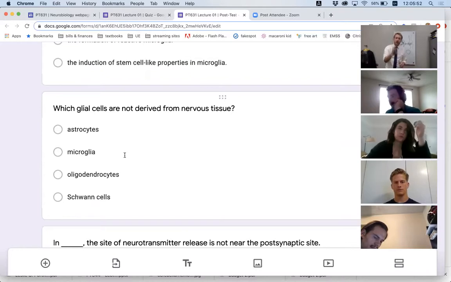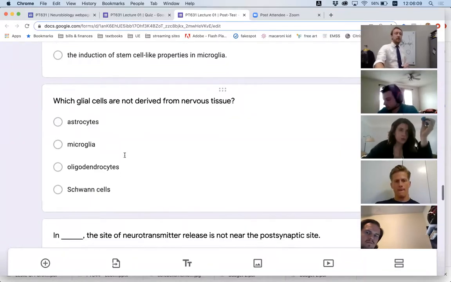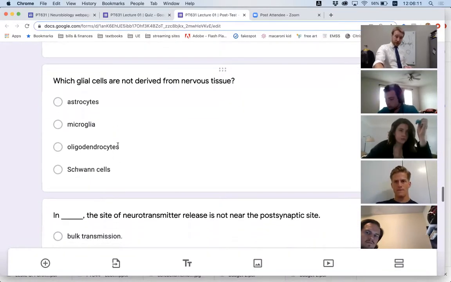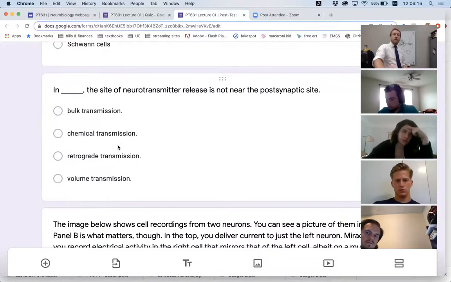You might be tempted to pick Schwann cells because they're in the peripheral nervous system, but they're still going to be derived from neural crest cells, nervous tissue. Neural crest cells give rise not only to the neurons, but also the glia in the peripheral nervous system. The one that we want to pick here is the microglia. These are not nerve cells per se because they're not derived from neural precursors.